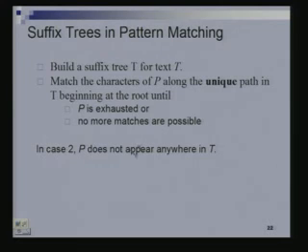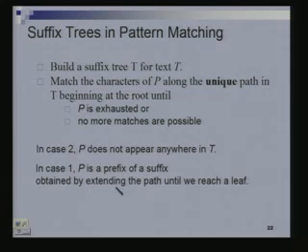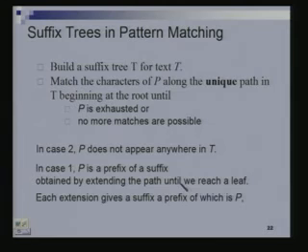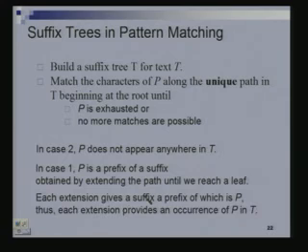In case 1, P is a prefix of a certain suffix, which is obtained by extending the path until we reach a leaf. Each extension of this suffix gives a suffix. So all the leaves that we can reach from there will tell us the occurrences of the pattern. Each extension provides an occurrence of P in T. So what are the extensions? Basically all the leaves below that.